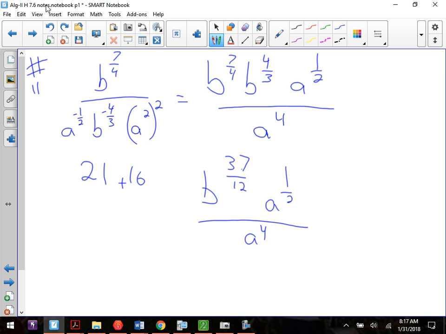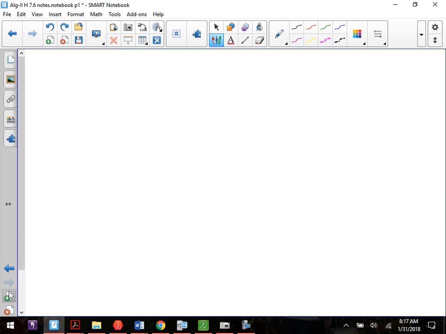Inverses. Inverses are easy. But I want to look at number 21.